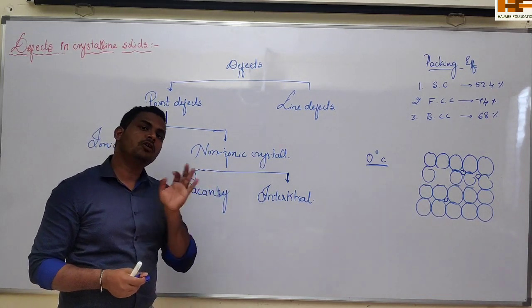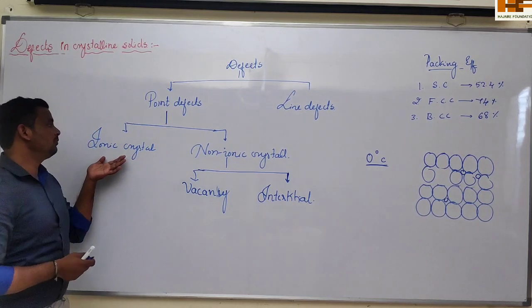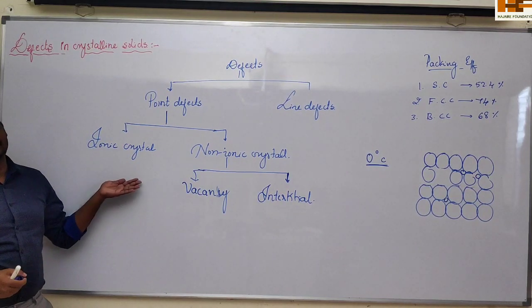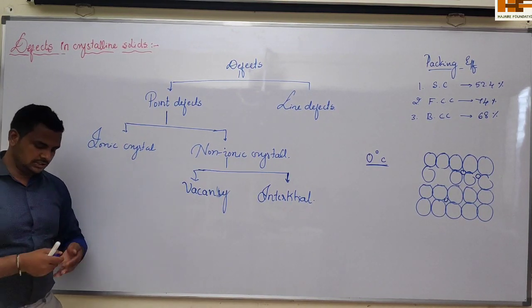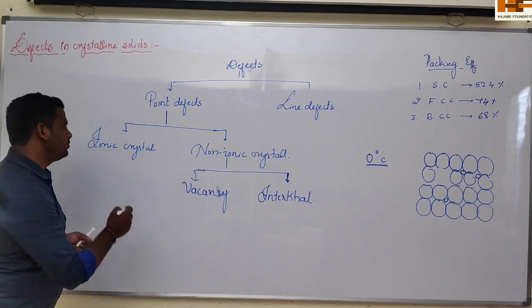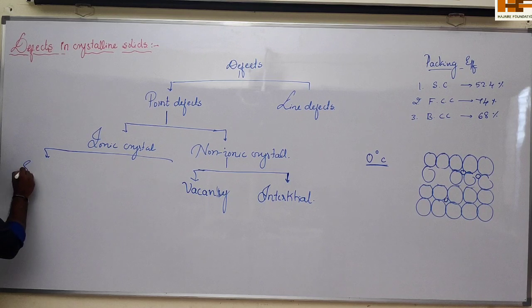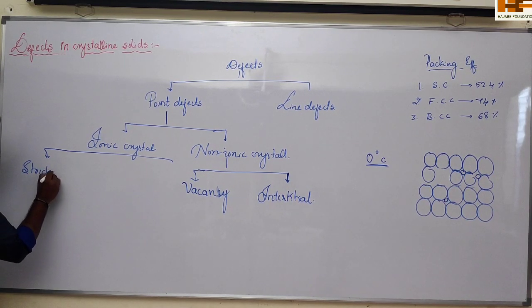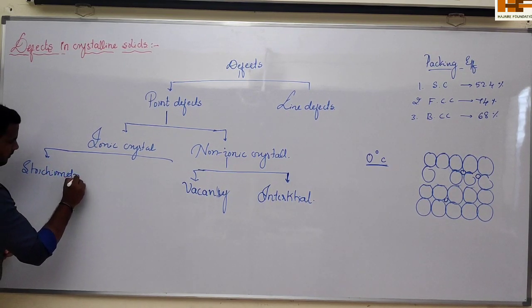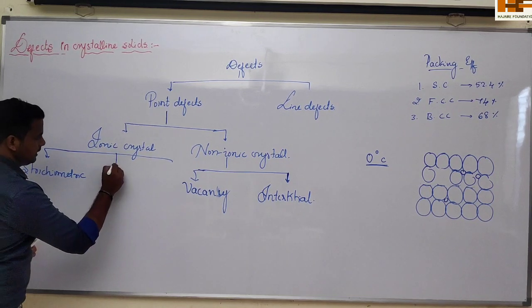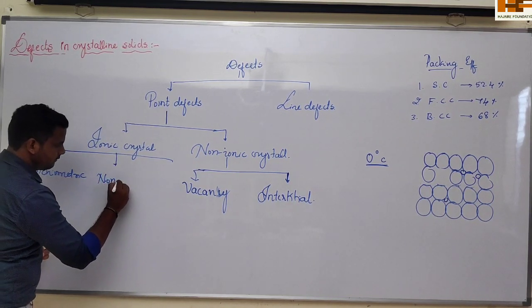The very important point is to study the ionic crystal. In ionic crystals, the defects are again classified into two. First, the stoichiometric defect. Second, the non-stoichiometric defect.